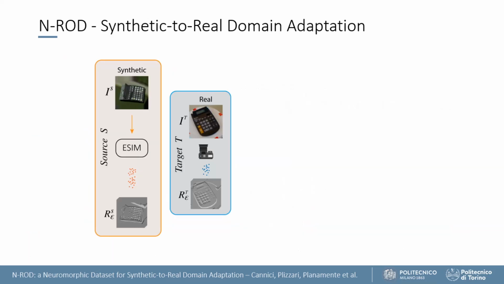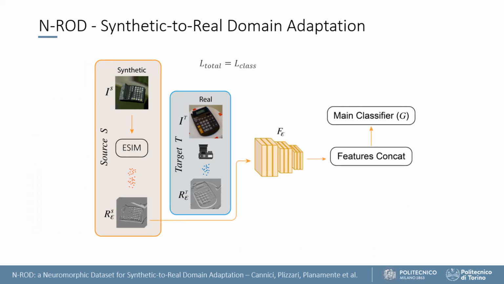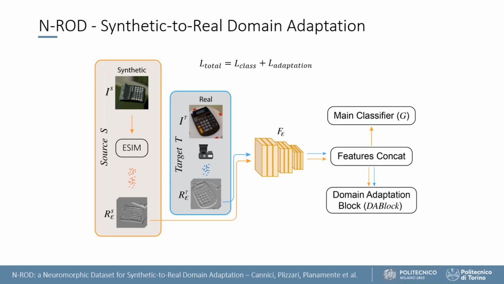Our network is composed of two main blocks. During training, synthetic events are first converted into a multi-channel voxel grid representation, which is fed through a feature extractor and finally to the main classifier. At the same time, we also take random samples from the target domain and use their features together with those from the source domain within the domain adaptation block. Within this block, features are combined into a regularization loss, which promotes domain invariant features, helping to reduce the gap.